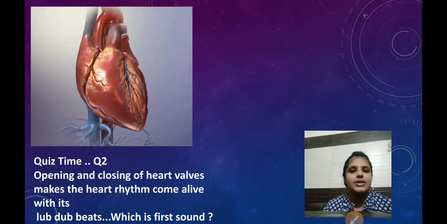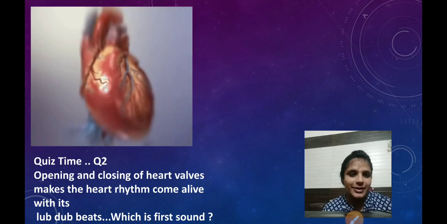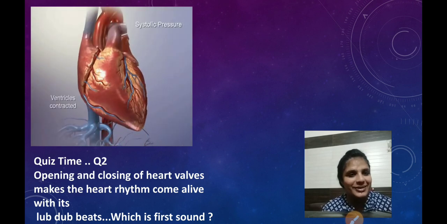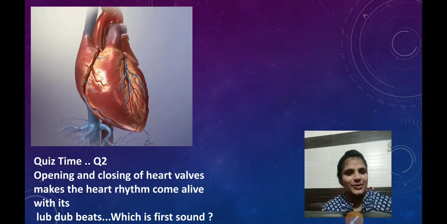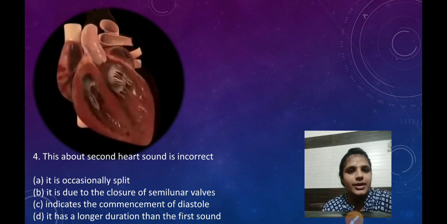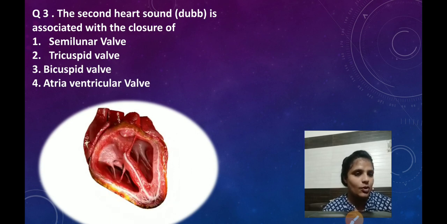Now the quiz time. Opening and closing of heart valves makes the heart rhythm come alive with its lub-dub beats. Which is the first sound? The first sound is the lub sound. Now the next question is, the second heart sound is the dub sound. It is associated with the closure of.